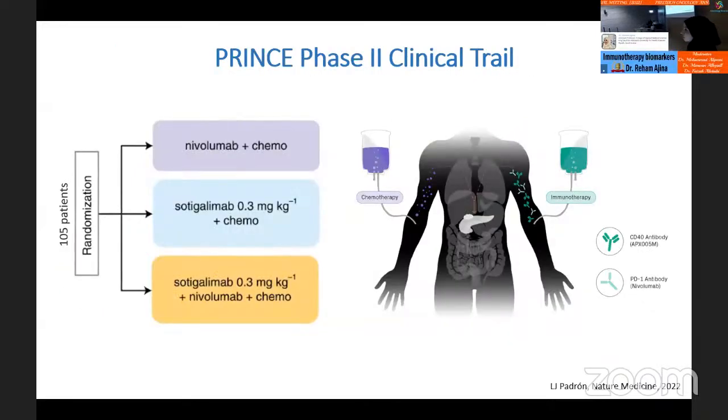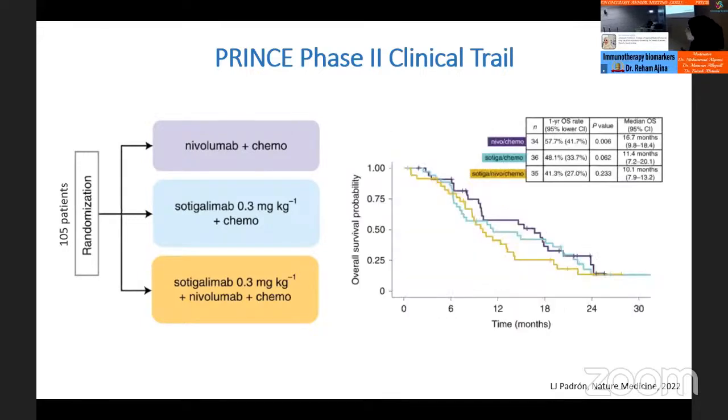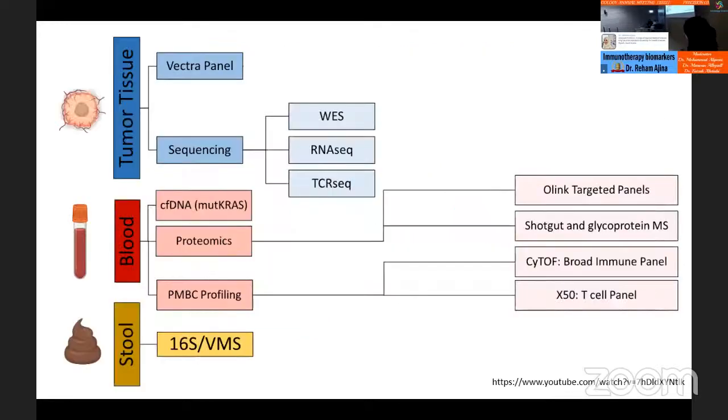Does that really happen in reality? I will give you just one example. In the PRINCE phase 2 clinical trial for pancreatic cancer patients, they stratified 105 patients into groups: control plus nivolumab, chemo plus nivolumab, anti-CD40 plus chemo, and anti-CD40 plus chemo plus nivolumab. Despite the very promising result in phase 1, phase 2 was negative. But this paper was published in Nature Medicine because they did very comprehensive translational profiling.